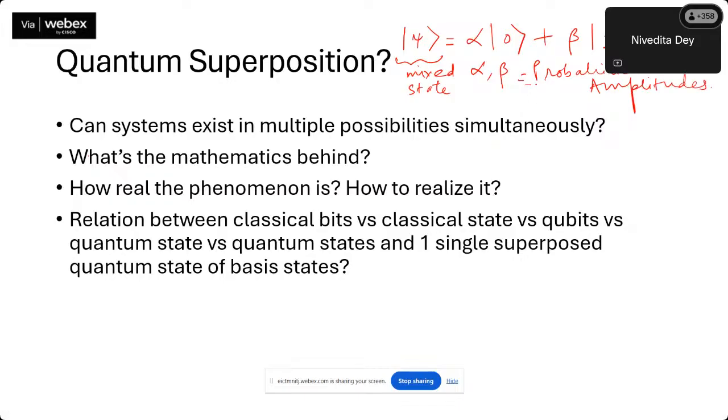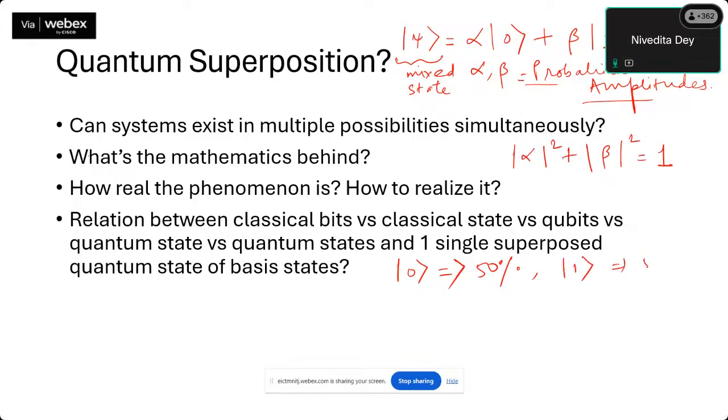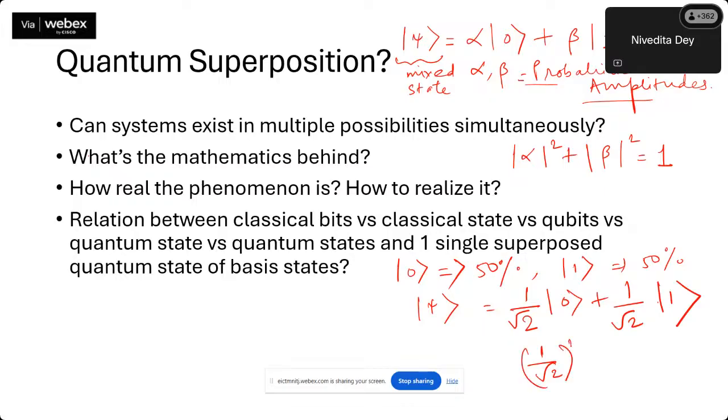Okay. This is not the probability, this is the probabilistic amplitudes, and we believe that alpha square plus beta square should be equal to 1. But what if it is a 50-50% superposition? That is, say ket0 can occur 50% of the time and ket1 can occur 50% of the time. So in that case, ket psi will be not half, rather 1 over root 2 ket0 plus 1 over root 2 ket1. Right? Because 1 by root 2 whole square plus 1 by root 2 whole square should be equal to 1.